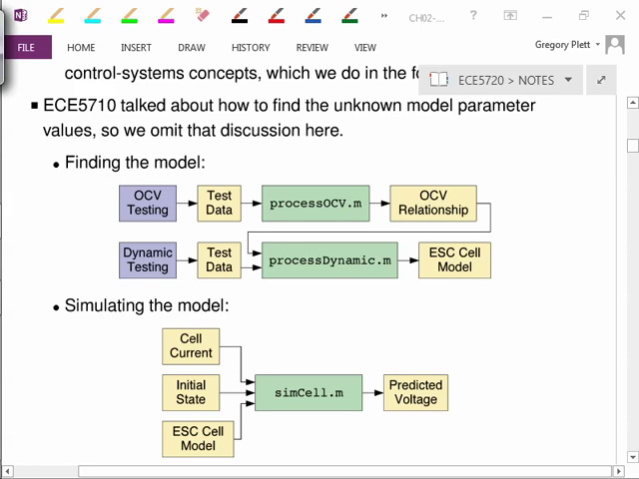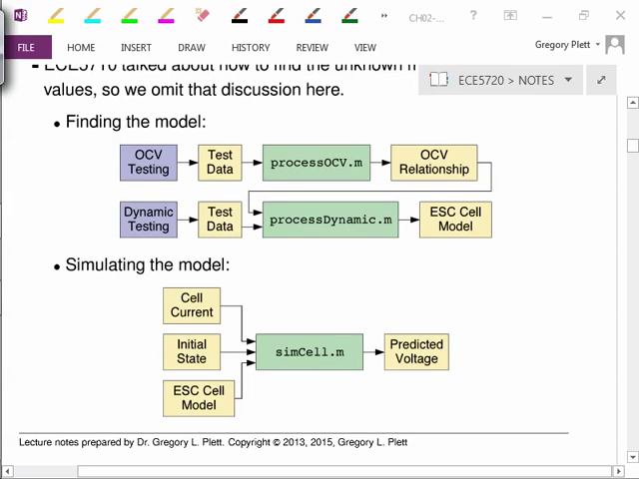In the last course, we talked about how to find the unknown model parameter values. We're going to omit that discussion here. We do mention briefly the process, but not the details. So to find the model, we first do some open circuit voltage testing. You might remember that involves some slow charging and slow discharging of a battery cell, and that gave us test data.